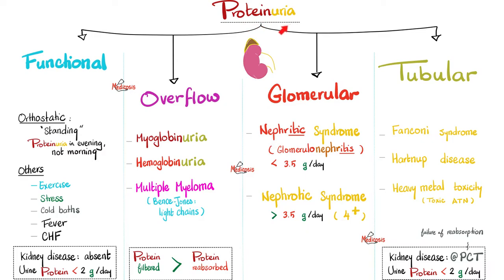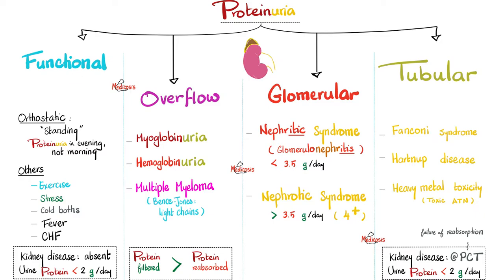And now to the crux of the issue, the types of proteinuria. Proteinuria could be functional, i.e. not a disease. It could be due to overflow, just like my cup is overflowing. The kidney is overwhelmed, too much protein is coming in, and the kidney does not have the capacity to reabsorb all of this protein back to the blood, so the protein ends up being lost in the urine. Or it could be a problem in my glomerulus or a problem in my tubules.